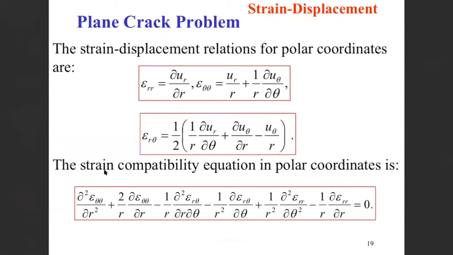We have our strain displacement relationships, so how we go from displacements, or displacement gradients, to strains in polar coordinates. And we also have to consider strain compatibility. Is the strain field that we're coming up with actually allowable? We're not going to do much with these equations, but this is just setting the stage for what we're going to do.